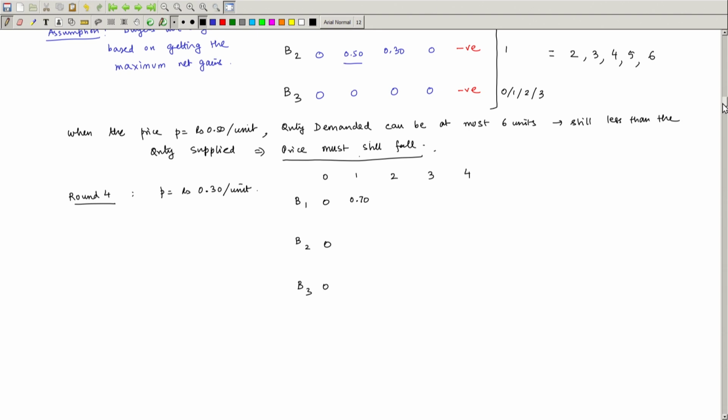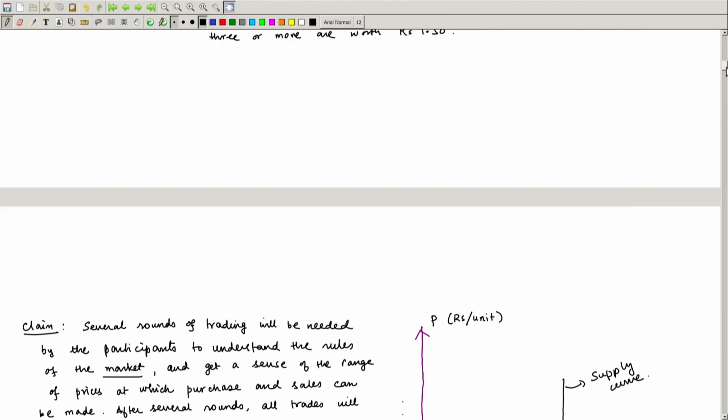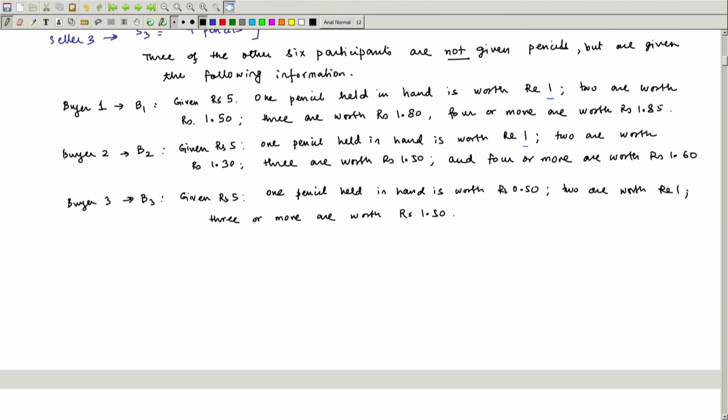If he buys 2, they are worth 1.5, right, and each costs 0.3. So, you would have paid 2 times 0.3, which is 0.6. 1.5 is your worth. So, 1.5 minus 0.6 is 0.9.